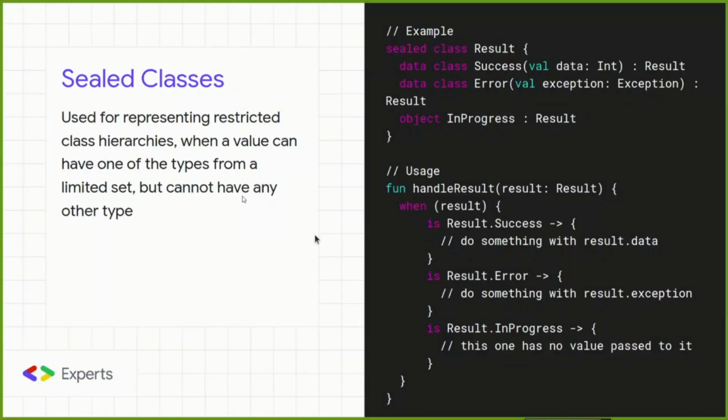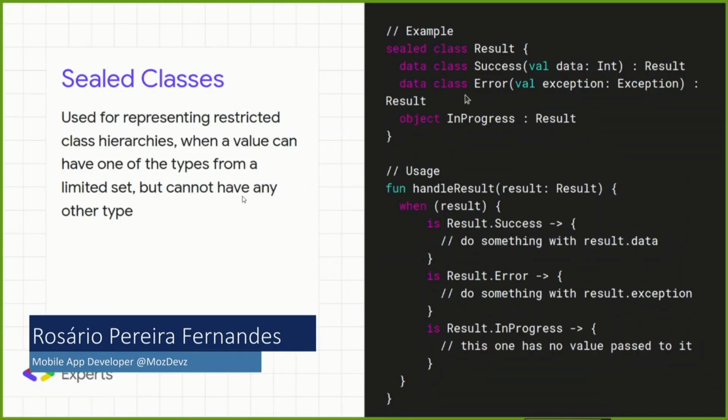Next up, we have sealed classes, which are used to represent restricted class hierarchies. So this is basically like an enum for those of you who are familiar with object-oriented languages. We could have, for example, a sealed class called result, and the result can have different types. It could be a success, it could be an error, or maybe it could tell us that it's still in progress. Sealed classes are mostly used to represent states.